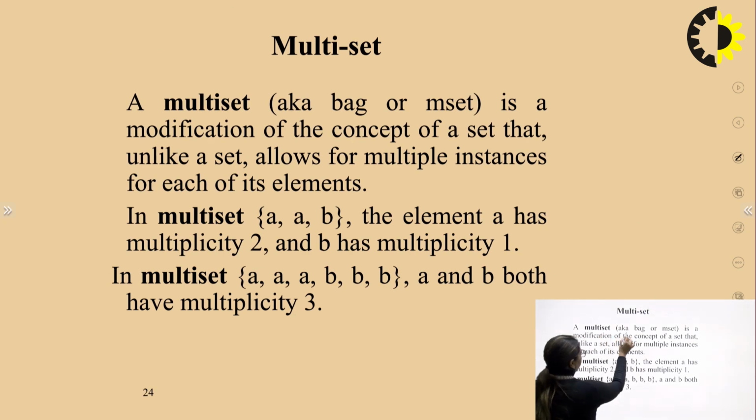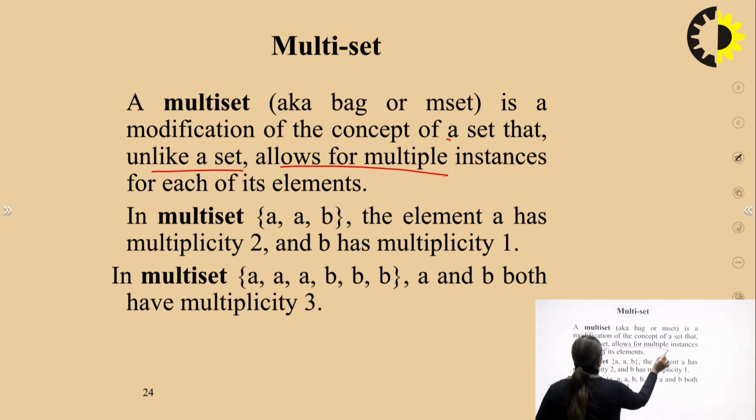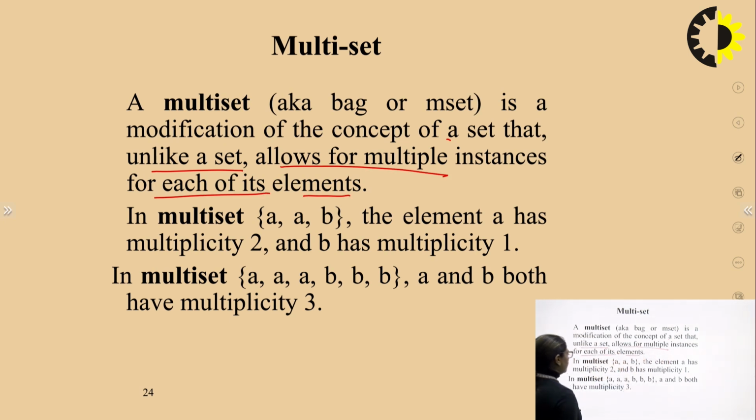A multi-set, also known as a BAG or M set, is a modification of the concept of a set that, unlike a set, allows multiple instances of each of its elements, right? In a multi-set we can have multiple instances of the same element again and again. The element A has a multiplicity 2 because it is written 2 times in the set, and B has multiplicity 1 because it is written 1 time in this. In this multiset, A has the multiplicity 3 and B also has the multiplicity 3 because they are repeated 3 times in that set.